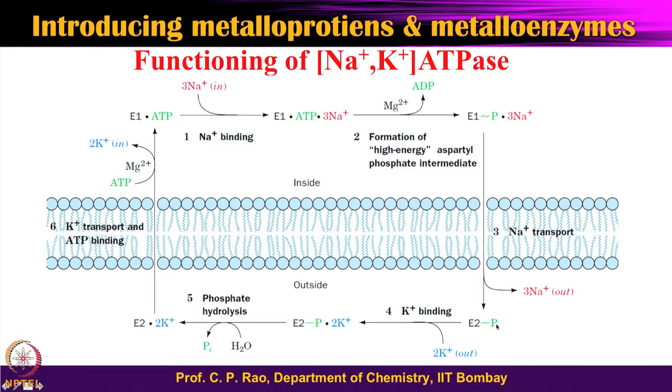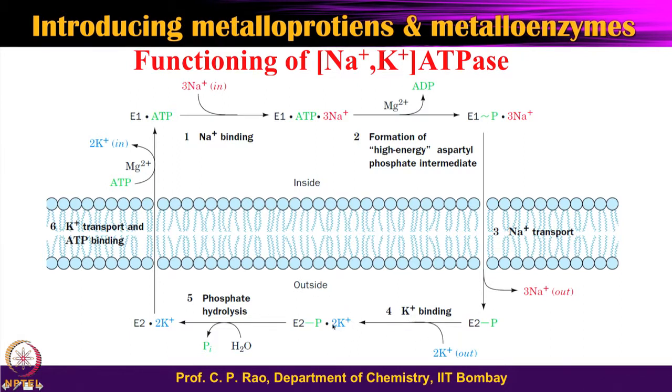When the phosphate group is added to the protein, the conformation is obviously changed from E1 to E2, and at that stage the sodium has no affinity, so sodium is released out. So, you can see what is happening outside here and what is happening inside here. Now, at this stage the potassium ions can bind because the protein has a different conformational state, which is the E2 conformational state.